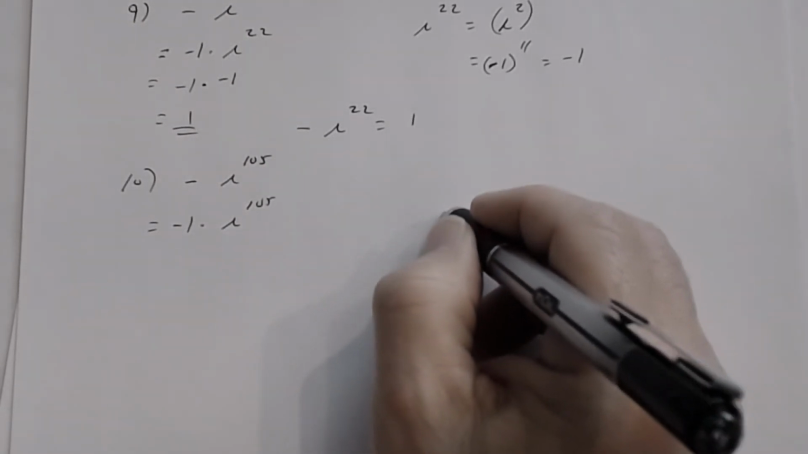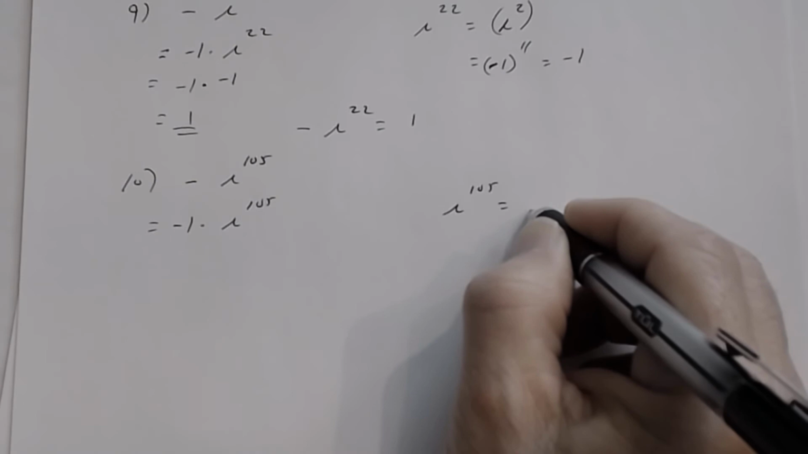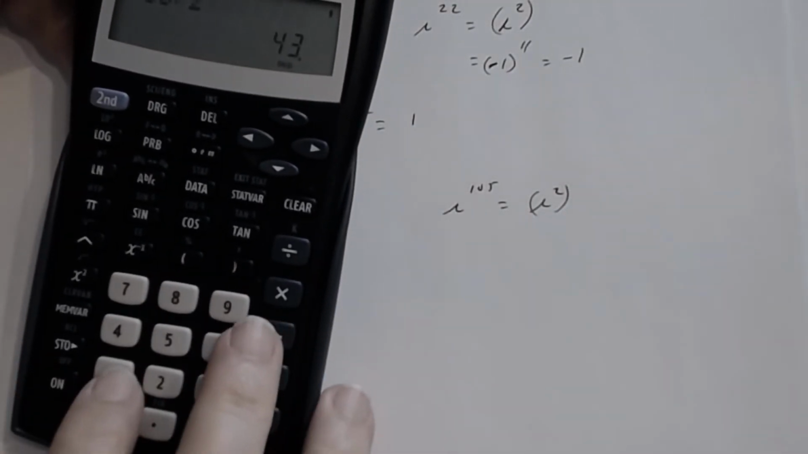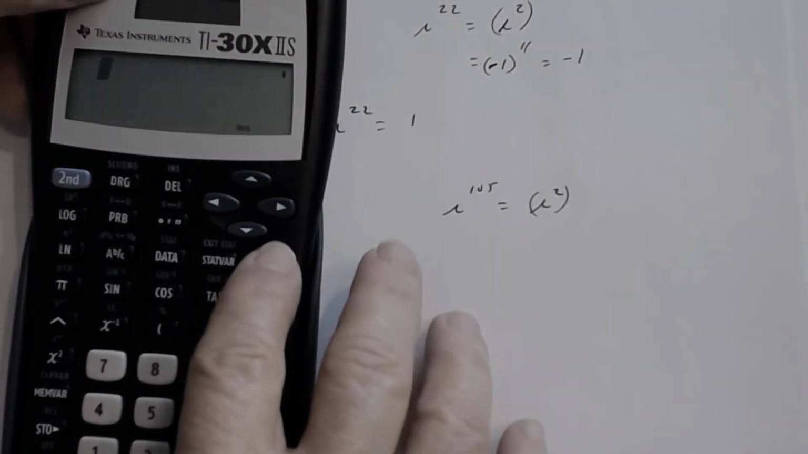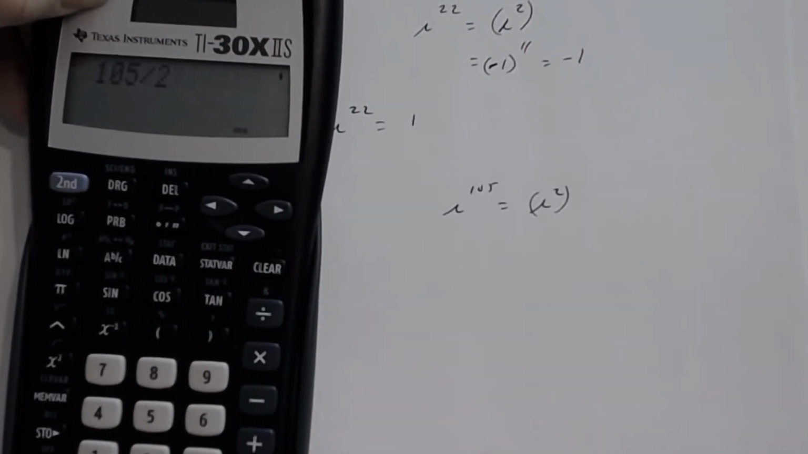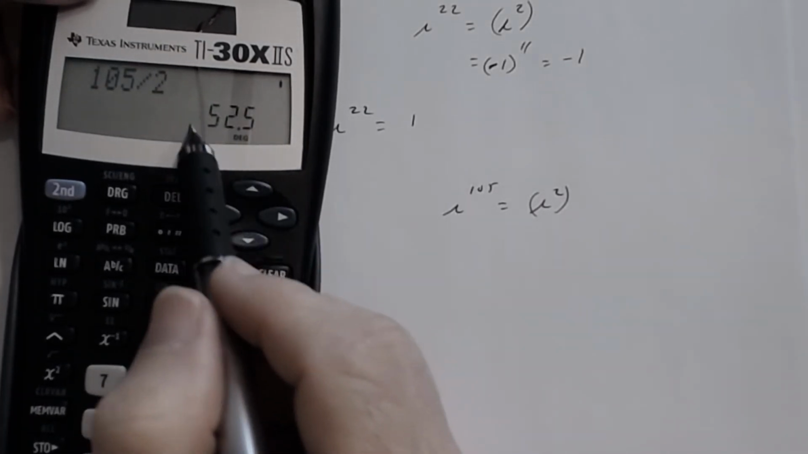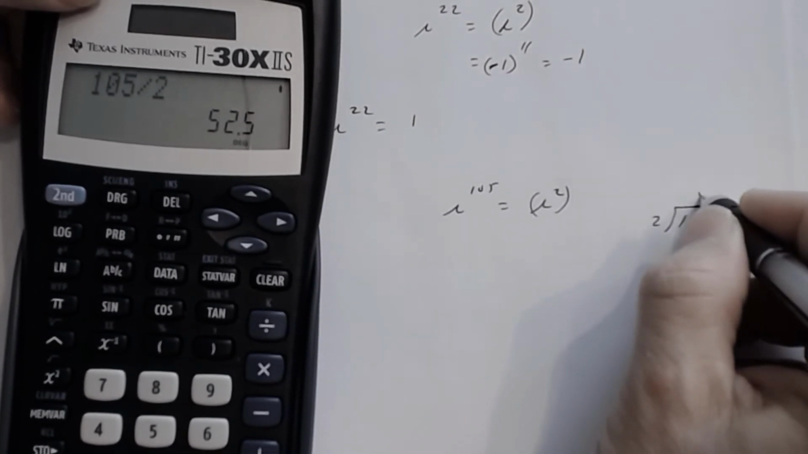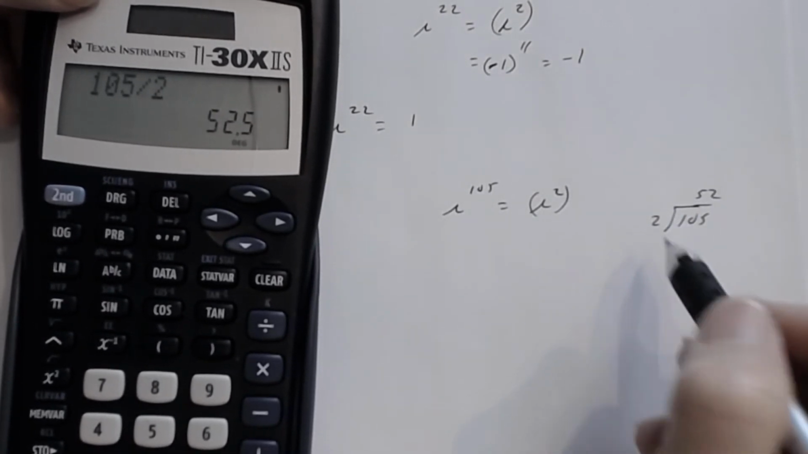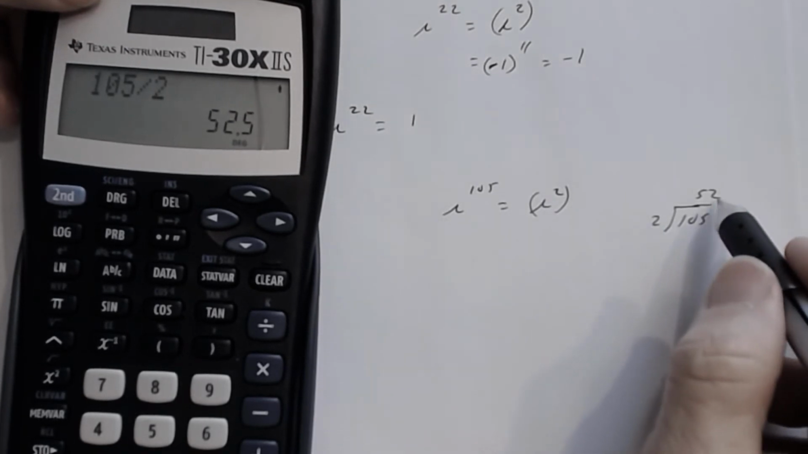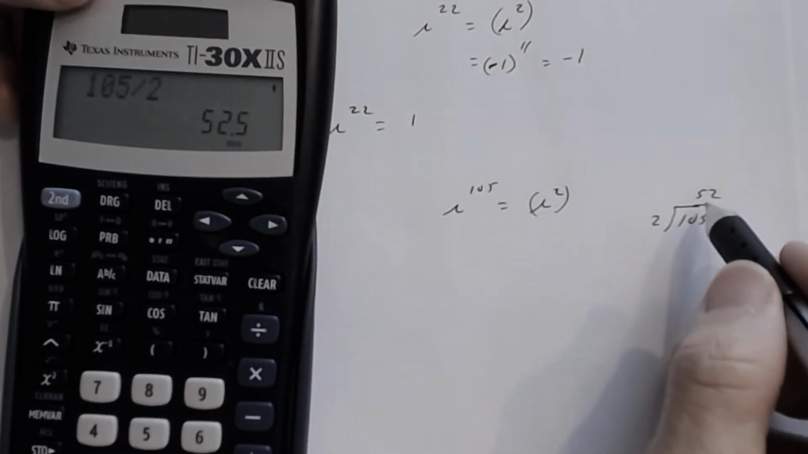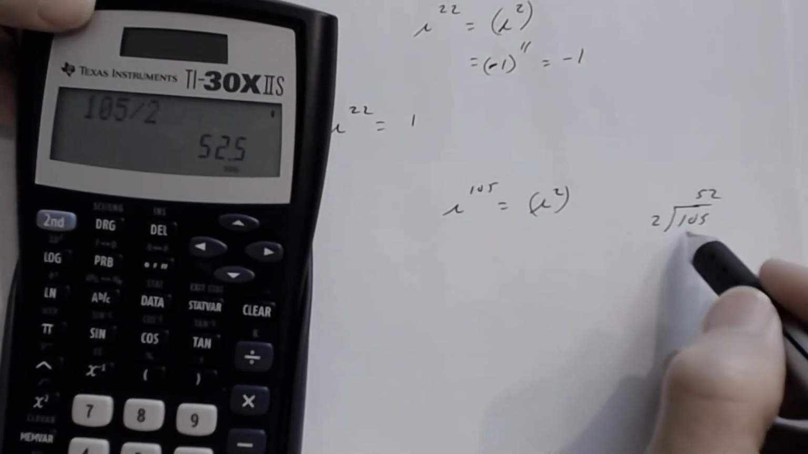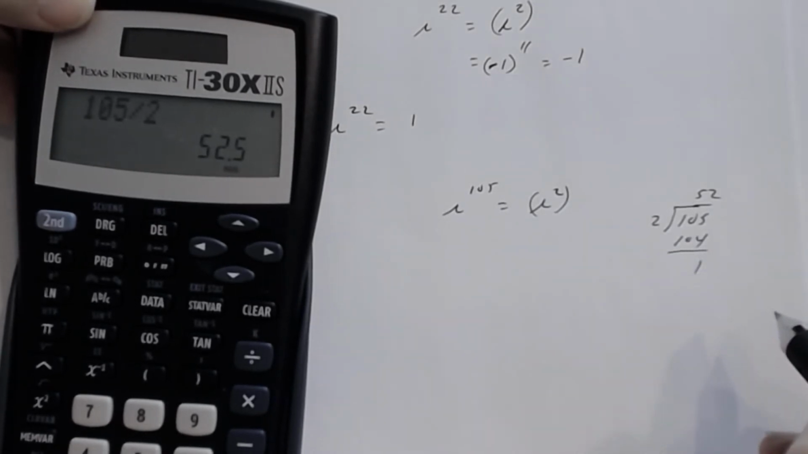So if I simplify I to the 105th power, that's going to be I squared. So use your calculator. So watch. You're going to say 105 divided by 2 gives you 52.5, right? So what that 52 means is that in 105, you have 52 factors of 2. Okay, so 52, and then 52 times 2 is 104, remainder 1, correct?